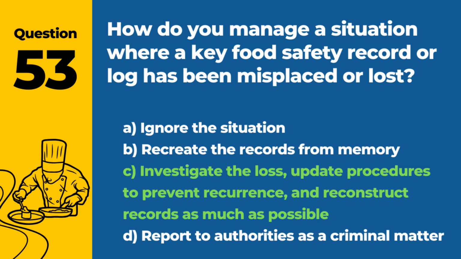Answer: C. Investigate the loss, update procedures to prevent recurrence, and reconstruct records as much as possible. Managing the loss or misplacement of a key food safety record involves investigating how the loss occurred, updating procedures to prevent future occurrences, and attempting to reconstruct the records as accurately as possible.